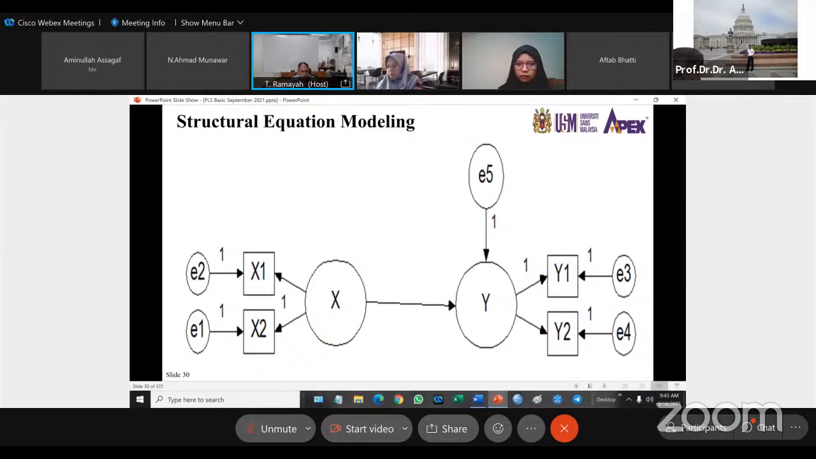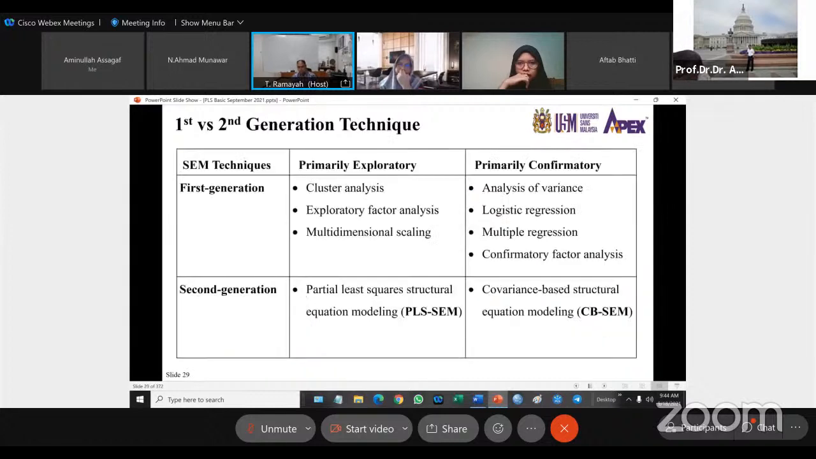Whereas in structural equation modeling, they will use the value called loading in the calculation of the equation. So that is why the result you get in SPSS and the result you get in partial least square will not be the same. There's no point comparing them. The result will be different. So those are some of the differences between your first and second generation analysis.